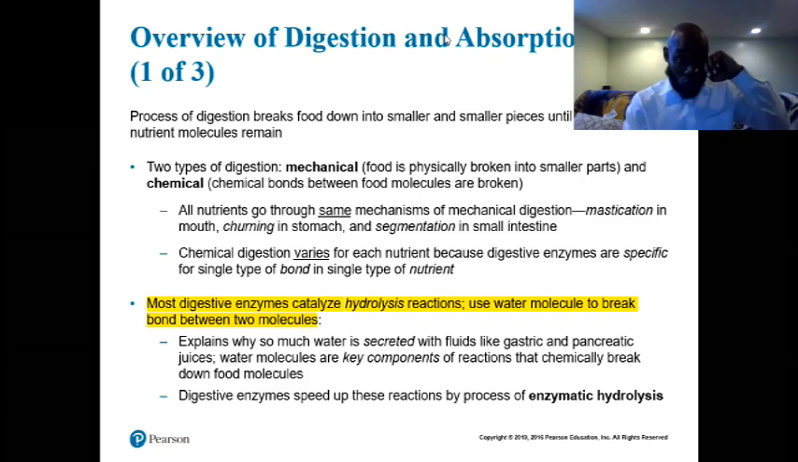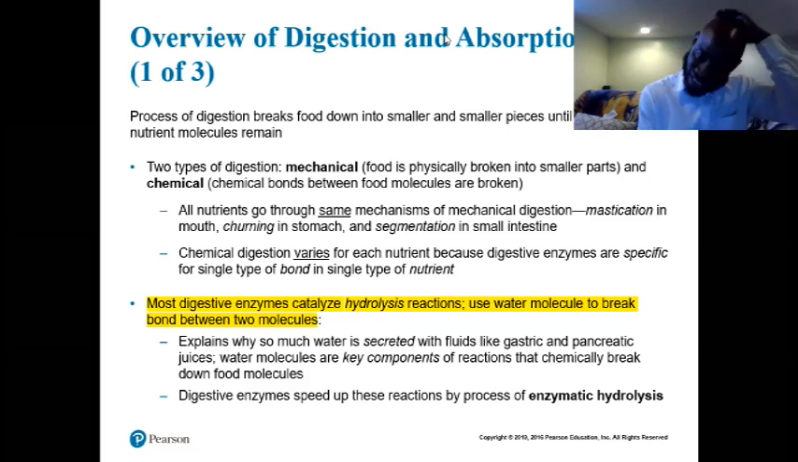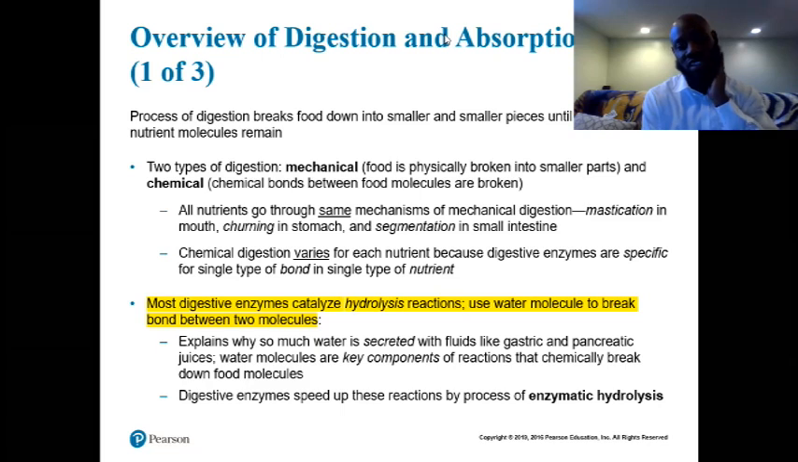Okay. So all nutrients go through the same mechanisms of mechanical digestion, mastication, churning, segmentation, and chemical digestion varies based on your nutrients. All right. So carbohydrates digest a little bit differently than proteins, which digest differently than lipids and nucleic acids, for instance. All right. Most digestive enzymes catalyze hydrolysis reactions. Hydro means we use a water molecule to break the bond between two molecules. Right? This explains why so much water is secreted with fluids like gastric and pancreatic juices.